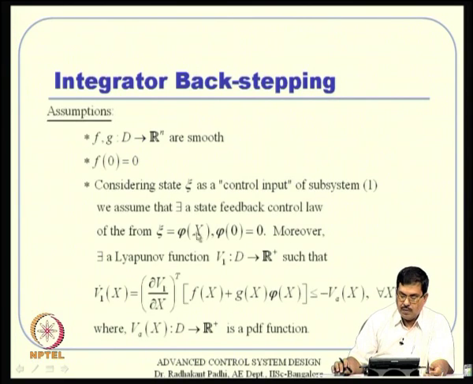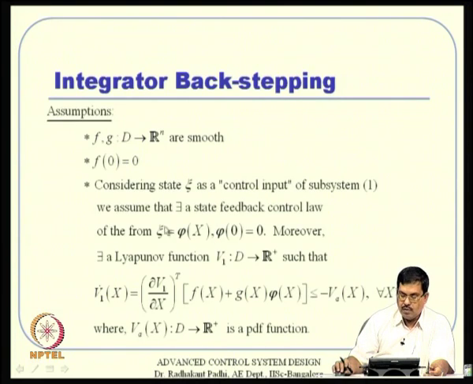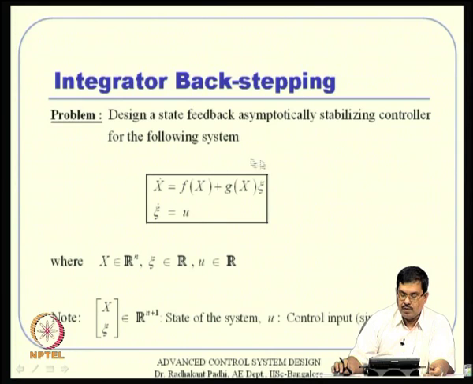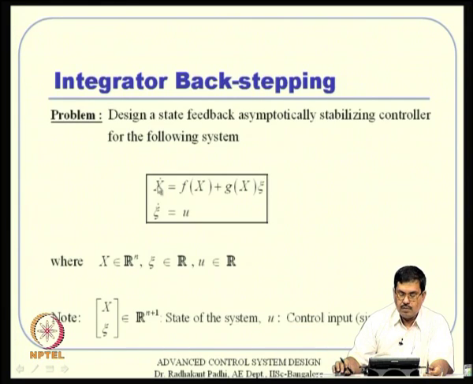Now remember phi of x by definition, phi of 0 is 0 anyway. That is how this xi is already designed. So when x equal to 0, then phi of 0 is 0, that means xi is also 0. So this part is 0 anyway, and then f of 0 is 0 by assumption. So x dot becomes 0. So when x goes to 0, x dot is already 0, so that is fine. The system will go to the equilibrium condition and stay there, which is more important. So that is not a problem.